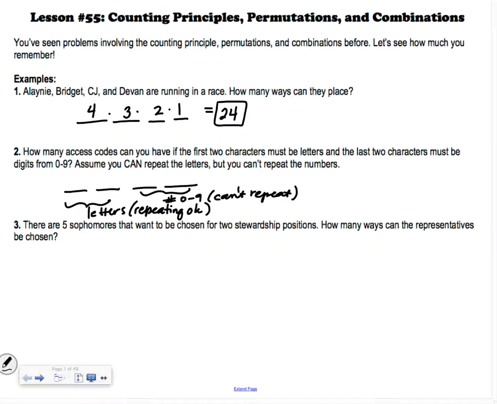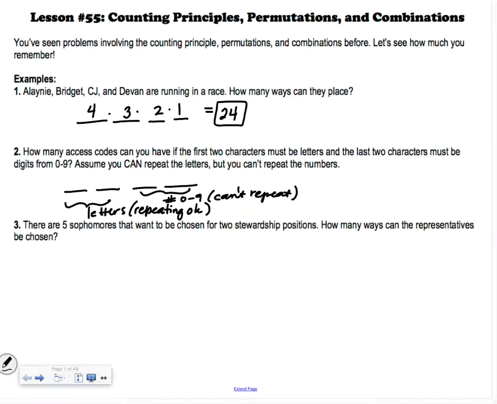A lot of personal identification numbers are like that, where you can't repeat because it's really weird if you have a bank card and your code is 1111, because that might be the first thing that someone tries, right? So a lot of times you can't have things that repeat, or they can't be next to each other or something like that.